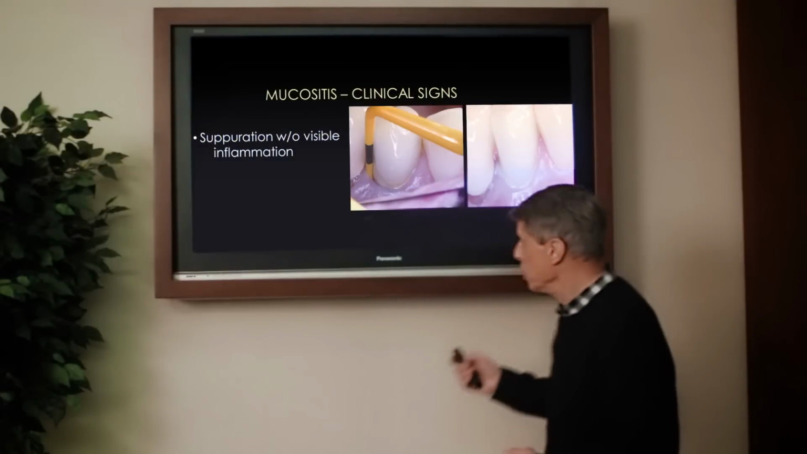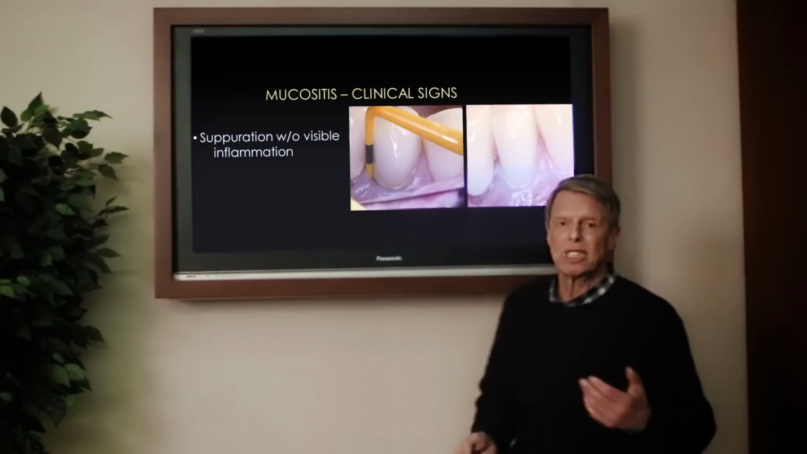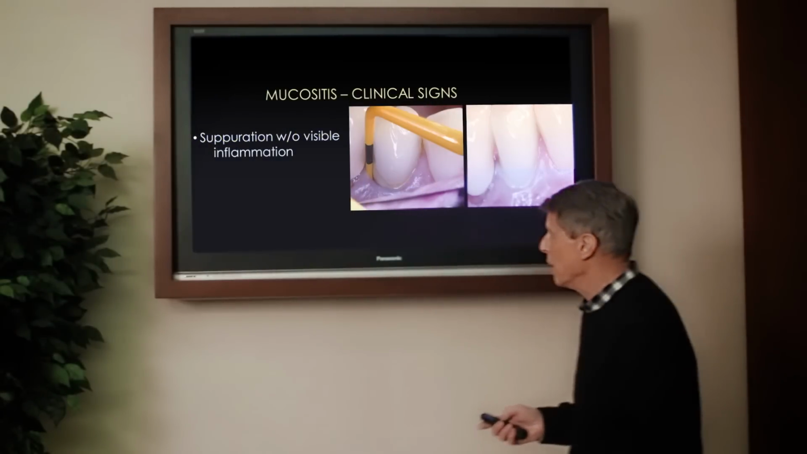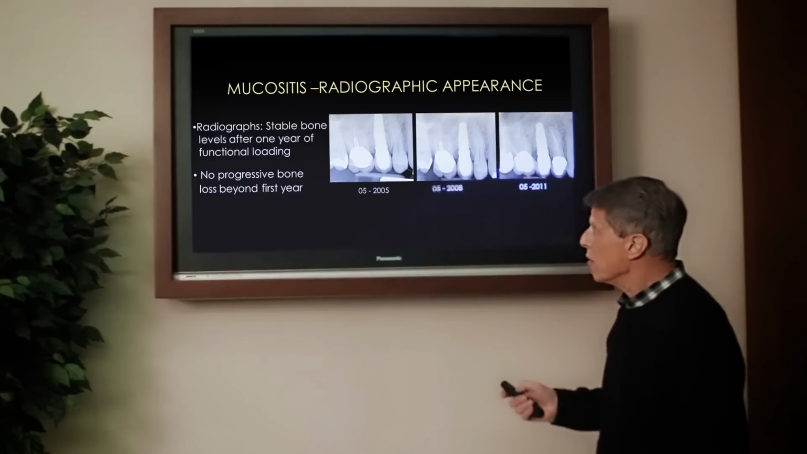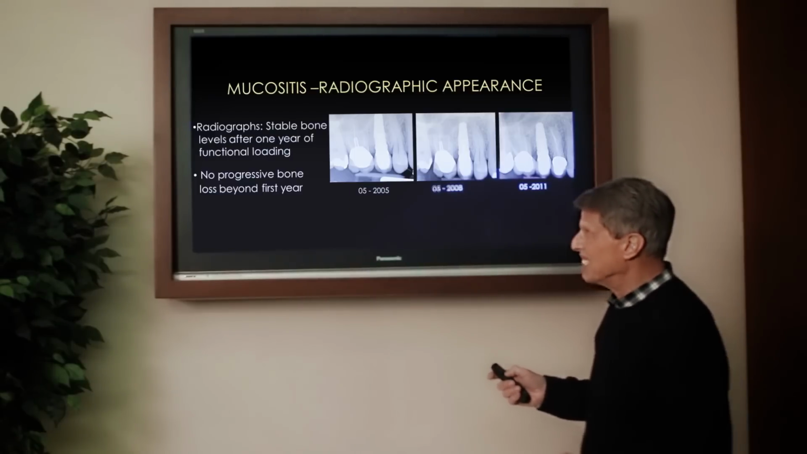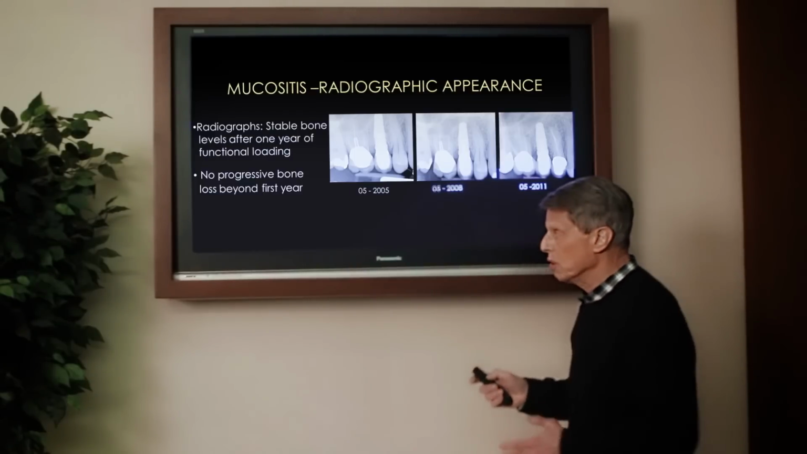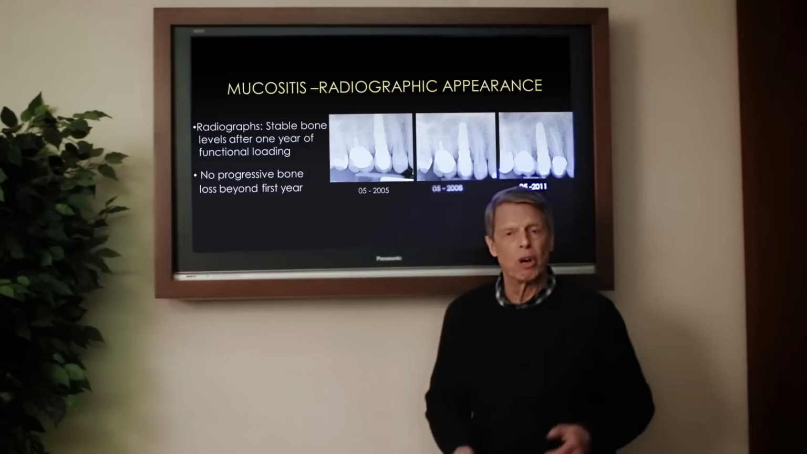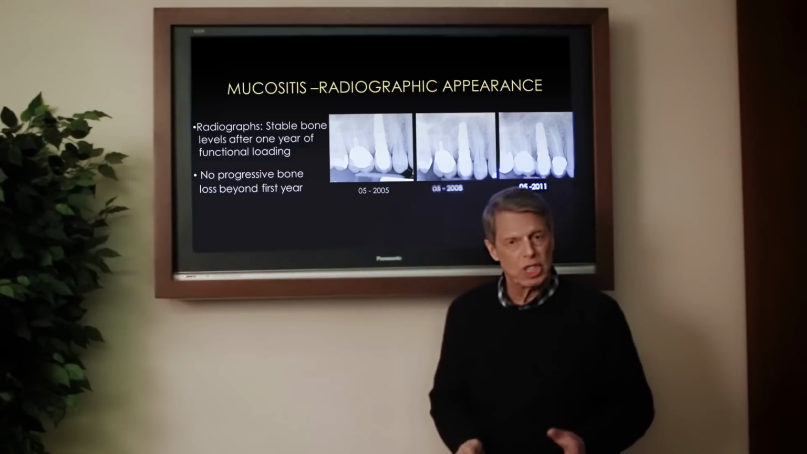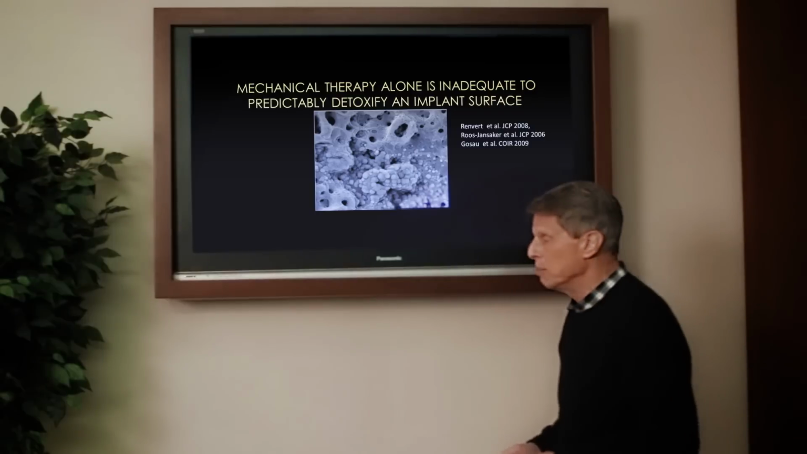And that's why at 6 millimeters and 5 millimeters, you may start to see pus coming out from a pocket around an implant. Finally, radiographic bone loss is stable after 1 year of functional loading. There is no progressive bone loss after the first year with mucositis. Those are the signs and symptoms.